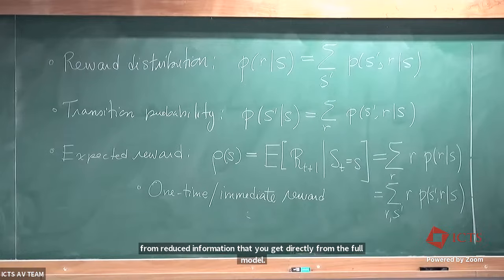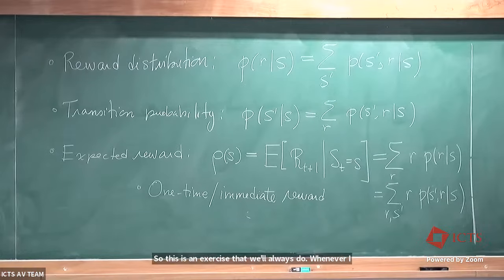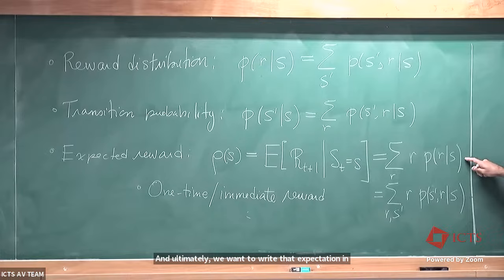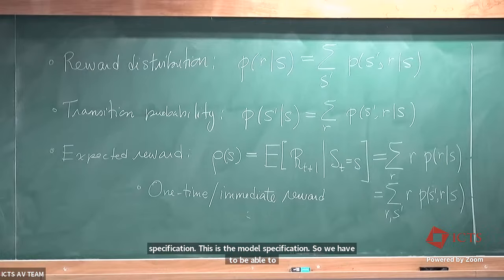Whenever I write an expectation, we'll try to write it in all the possible different ways that we can express that expectation. And ultimately, we want to write that expectation in terms of the model itself. So this is not the model specification. This is the model specification. So we have to be able to go all the way down to that level. Okay, let's have an example.